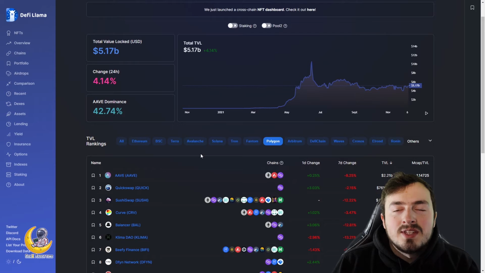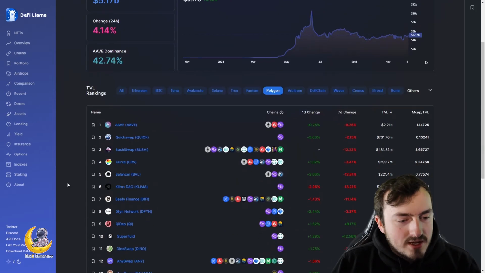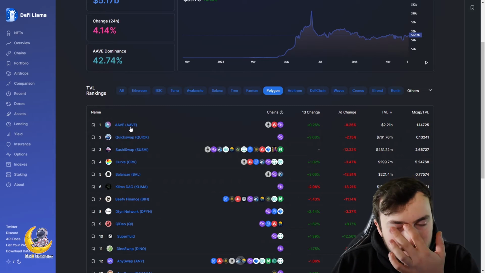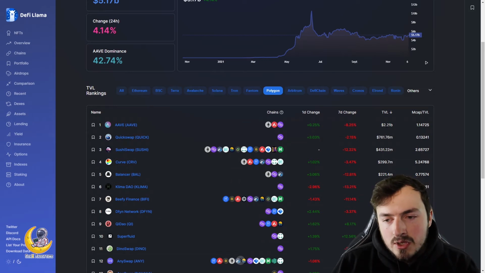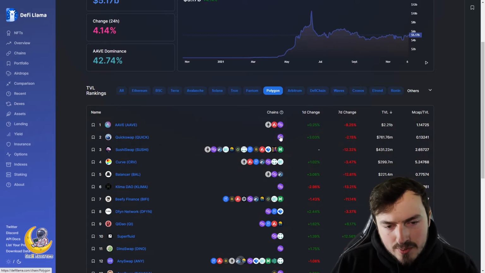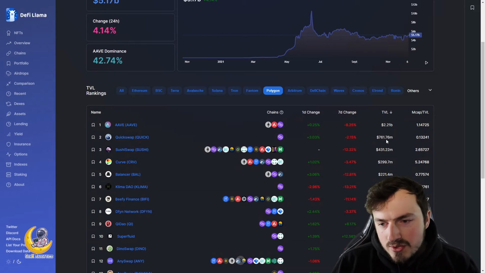This is a website that I'd used in my recent market update. It's a really nice website just to see where all the money is. So you can see that Aave is at the top at the moment in terms of total value locked. That shares, it says here, 42% of the total value locked on the Polygon chain. The next one is Quickswap. You can see that only supports Polygon. So that's doing quite well there.